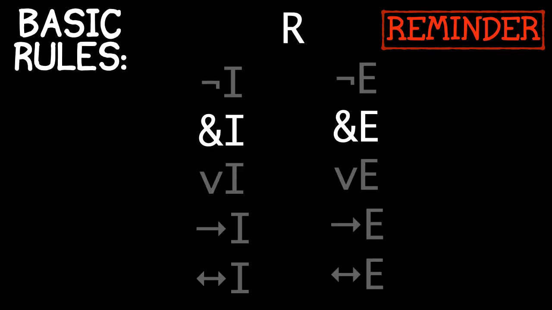There are 11 basic rules of proof in the proof system for SL. Reiteration, plus an introduction and an elimination rule for each connective. We introduced 3 of the rules in the previous video, and in this video we'll introduce 2 more.